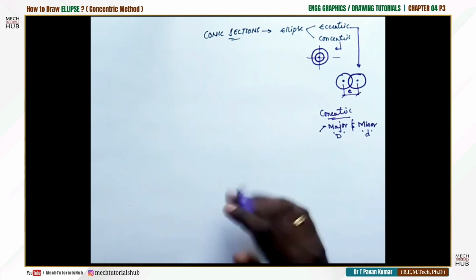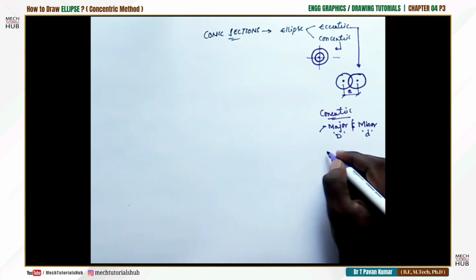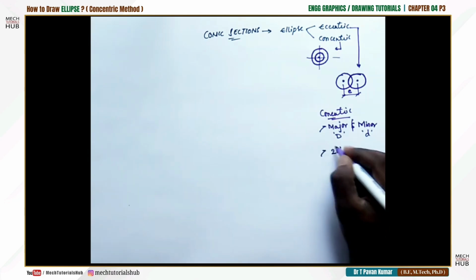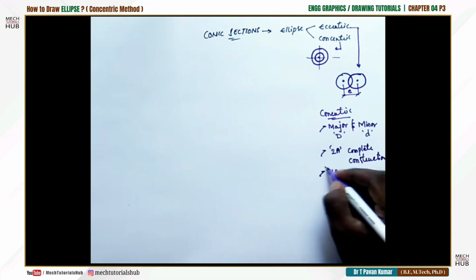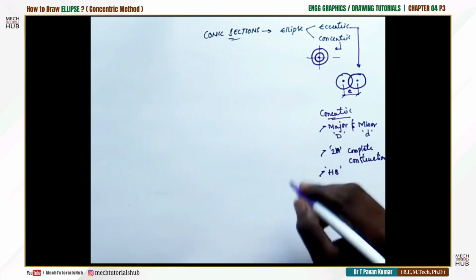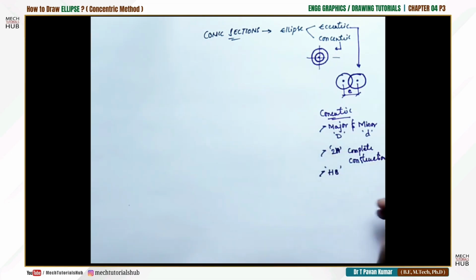In this construction also, try to use a 2H pencil for the complete construction, and try to use an HB pencil to draw that particular curve, the elliptical curve or parabolic curve or hyperbolic curve. Okay, this is more important. Now we'll go on to the actual sketch of how to draw.